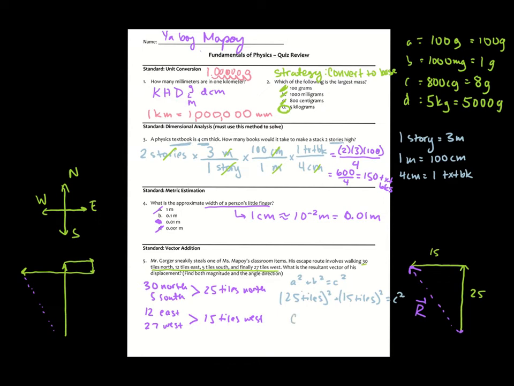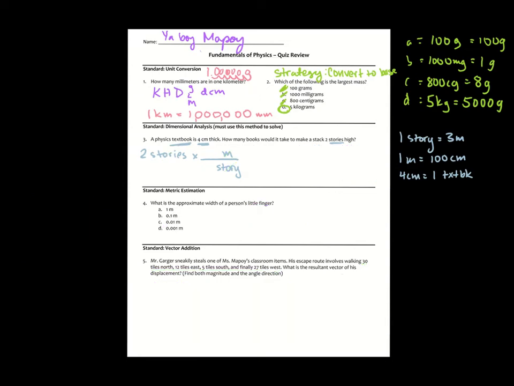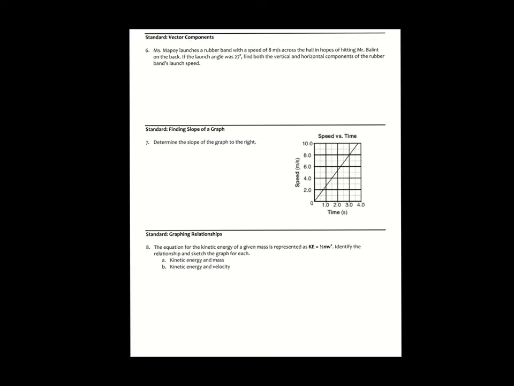And if you do the math, your resultant vector should come out to about 29.2 tiles northwest. And now we're down to the final 3 questions. These take a little bit longer because we got more calculations here. But anyway, let's start with vector components, question number 6.